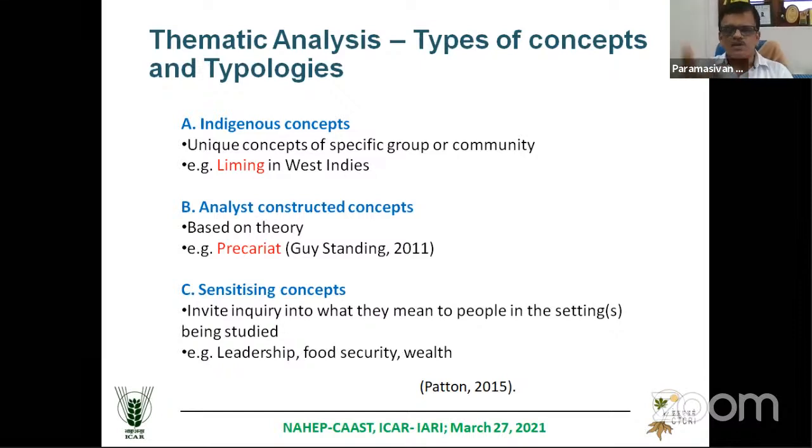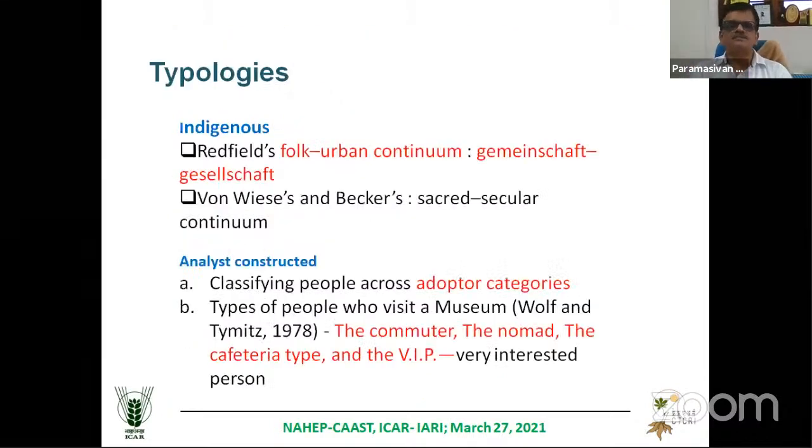So these kind of concepts will be coming in the thematic analysis. And another example which I am giving of an indigenous concept is Gemeinschaft and Gesellschaft. This is a sociology concept which is an indigenous concept. The urban-folk continuum given by Redfield is also an indigenous concept. And the sacred-secular continuum was given by Von Weisse and Becker.